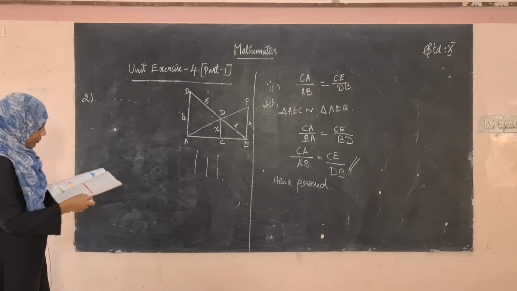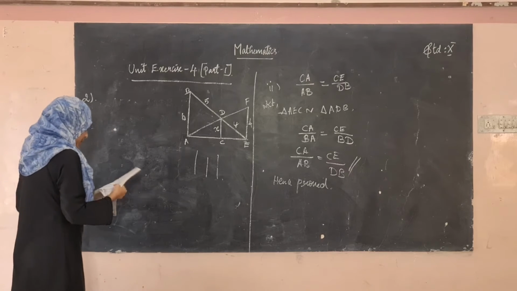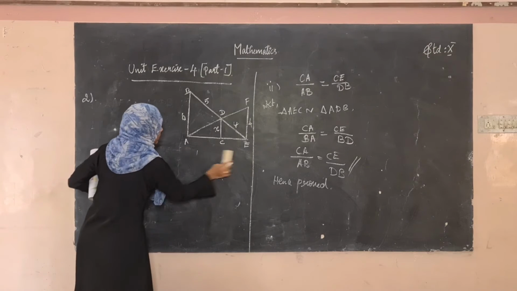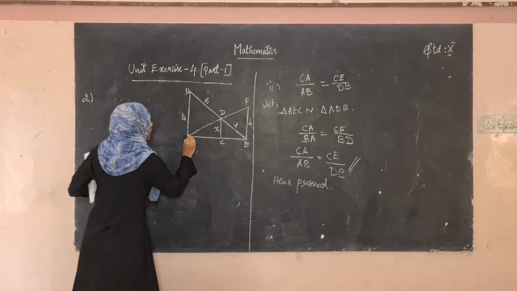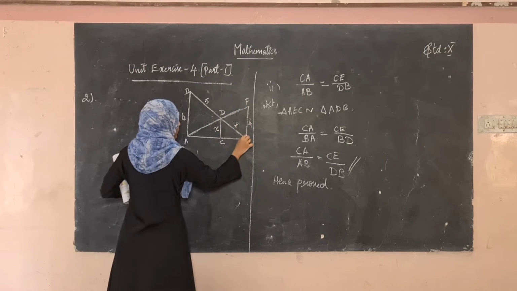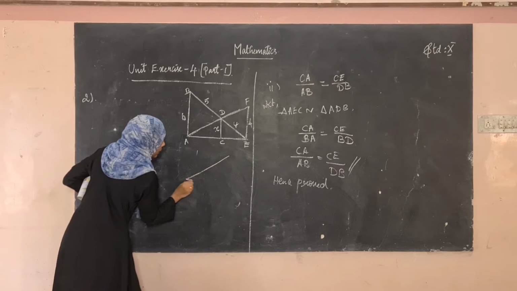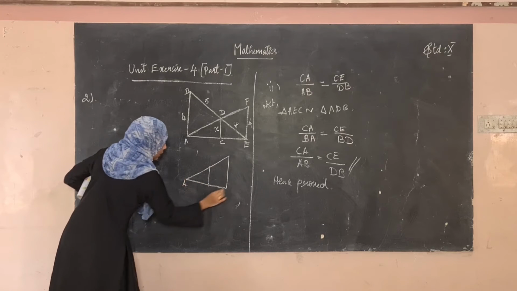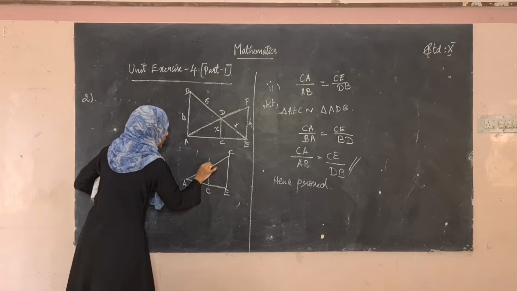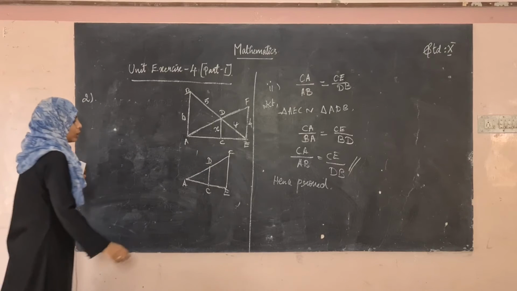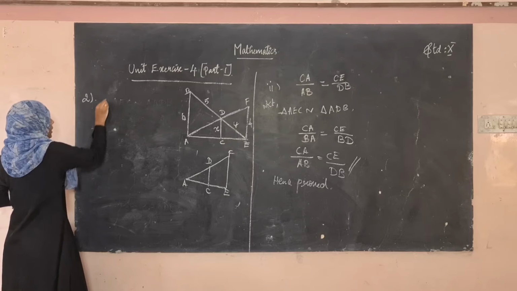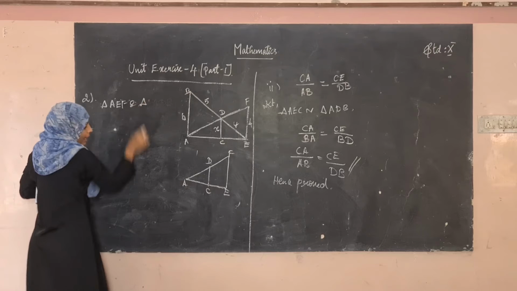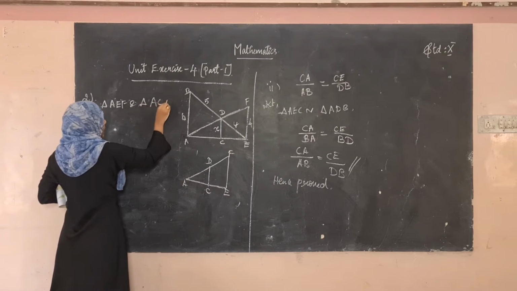Okay, so now let us see this theorem. First we are going to take these two triangles. We are going to take this triangle alone, AEF, like this, and this is CD. So first we are taking the triangle AEF and triangle ACD.